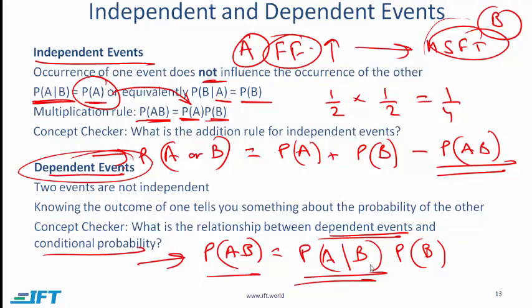So essentially, you need to make sure that you remember this formula, that you remember the formula for the addition rule, and you remember the fact that if events are independent, then the multiplication rule is impacted, but the addition rule is not.